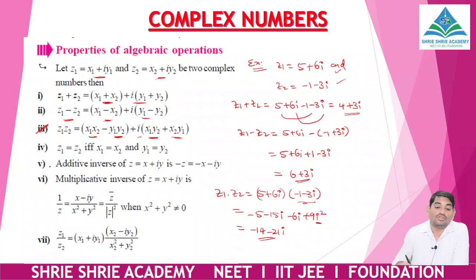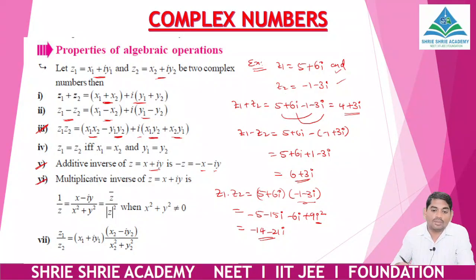Then the fifth property: the additive inverse of x plus iota y is minus x minus iota y. I mean, the additive inverse of z is minus z. So z is equal to x plus iota y. Then what is the additive inverse of x plus iota y? Minus x minus iota y.